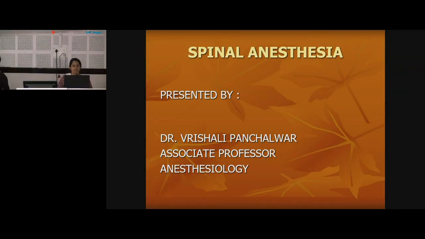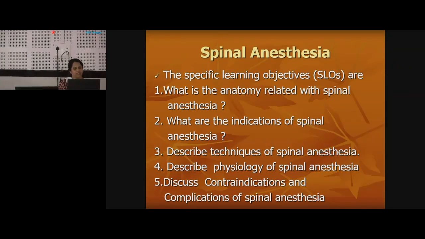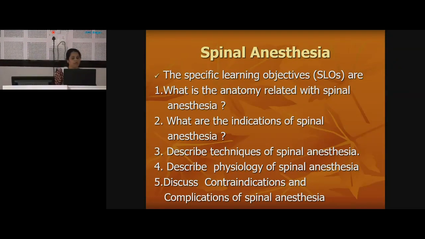Topic is spinal anesthesia. The specific learning objectives for spinal anesthesia are: what is the anatomy related with spinal anesthesia, what are the indications of spinal anesthesia, describe techniques of spinal anesthesia, also describe physiology after giving spinal anesthesia. And we will be discussing contraindications and complications of spinal anesthesia. These are the SOLs related with spinal anesthesia.